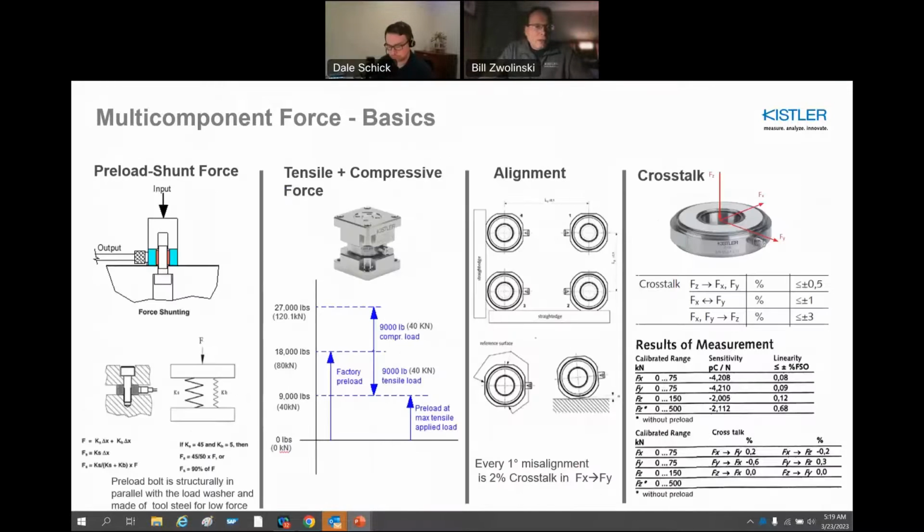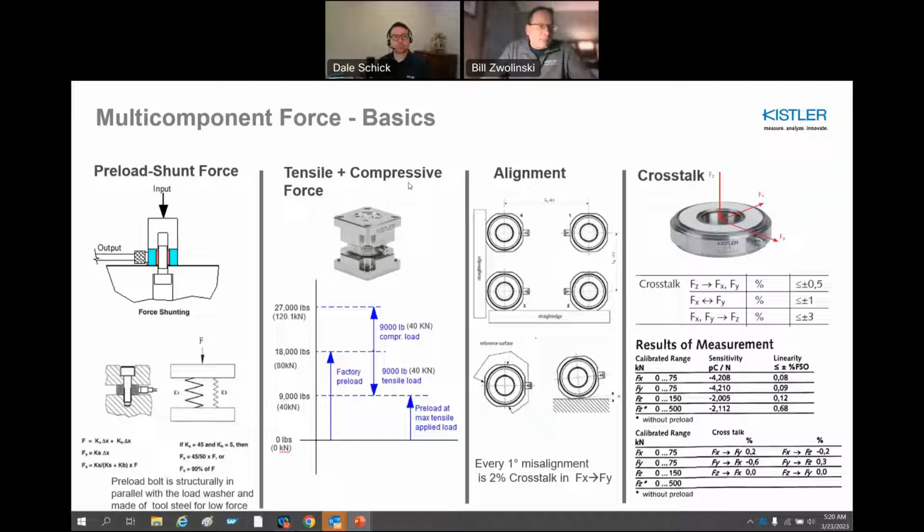We also have preloading acts as a shunt. It's in parallel with the sensor. So basically, you're expecting about a 6 to 9% reduction of sensitivity by preloading. That's very common, and it's very important to pick the right preloading bolt. If you pick something too stiff, the forces will go through the preload bolt rather than the sensor.